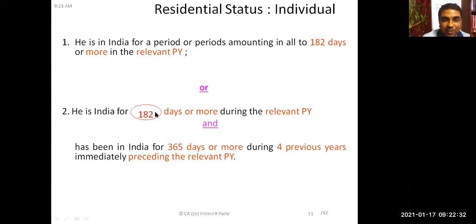If this is 182 days, now you see the second condition has no meaning, because if he's staying for 182 days, then he is already a resident by application of clause 1. The second condition is useless for us. I need not check, because if he's staying 182 days, then as per clause 1, he is resident. There is no point in verifying condition 2. So the lesson here is that in these three situations, we'll check only the first condition, 182 days.